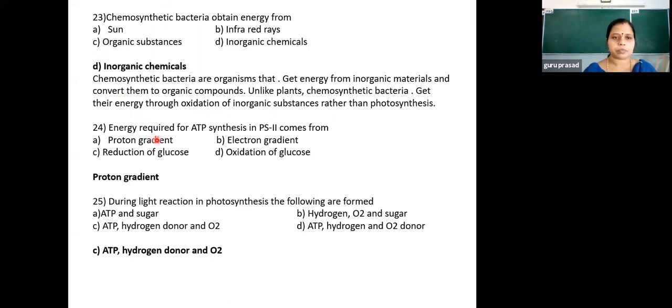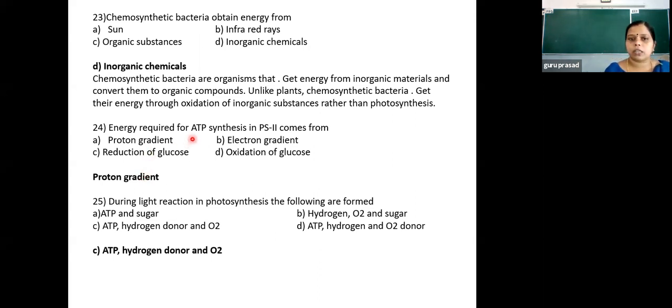Okay, question number 24. Energy required for ATP synthesis in PS2 comes from? The energy which is required for synthesis of ATP molecules will come from what among the options? Four options: proton gradient, reduction of glucose, electron gradient, oxidation of glucose. These two are not relevant because ATP synthesis takes place before the formation of glucose itself, isn't it? So which two? Electron and proton. We know ATP synthesis mainly depends upon proton gradient, not on the electron gradient. So that's why we choose the correct option, proton gradient. Why? Because the concentration of protons becomes more inside the lumen, less in the stroma. As a result, the movement of protons from higher concentration to lower concentration alters the structure of the ATP synthase enzyme, which acts as a channel and is involved in the synthesis of ATP.